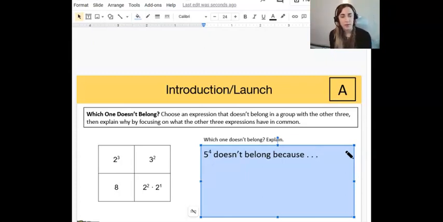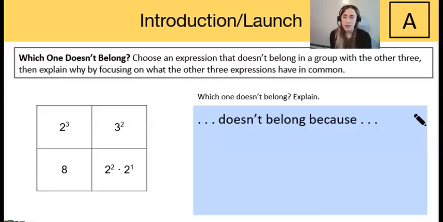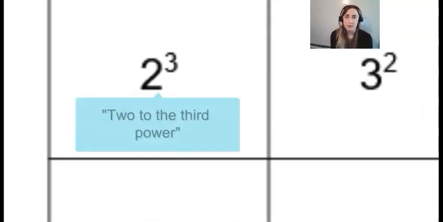Going back to our warm-up, now that you've paused the video and you've thought about which one doesn't belong and you've explained your answer in the blue box, we're going to think about how to communicate about numbers that are written in this form. So on the left, we have an expression, and we would read this as 2 to the 3rd power. So this is 2 to the 3rd power. And I want you to practice saying exponential expressions correctly because it will help remind you of the meaning. On the right, we have 3 to the 2nd power.